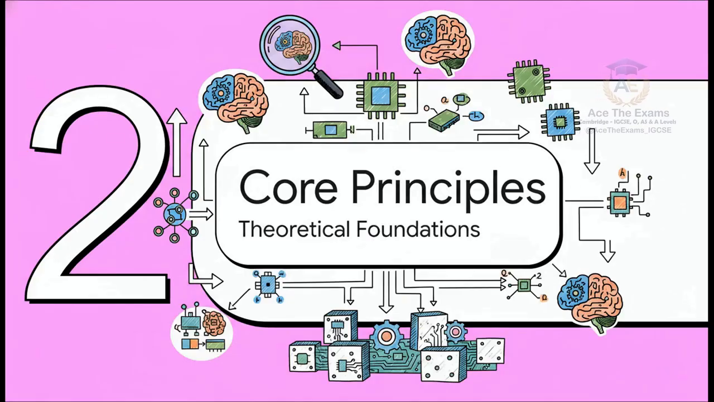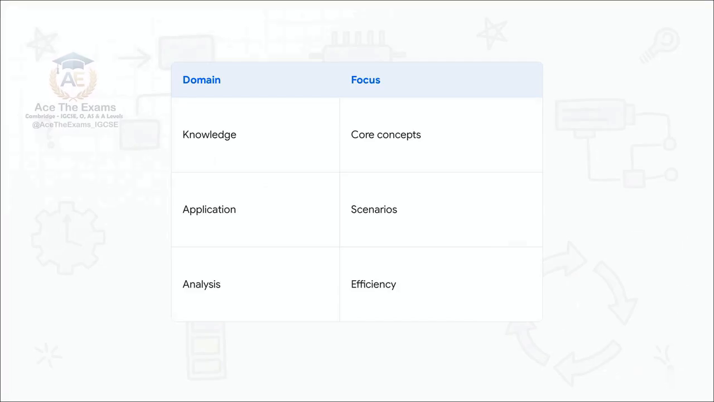Section 2. Core Theoretical Principles. All right, let's look at what's actually happening behind the scenes of the exam. Cambridge requires much more than just reciting facts, right? They actually target 3 distinct cognitive domains. First up, knowledge and understanding. This is your baseline. It's simply knowing the core concepts of embedded systems.